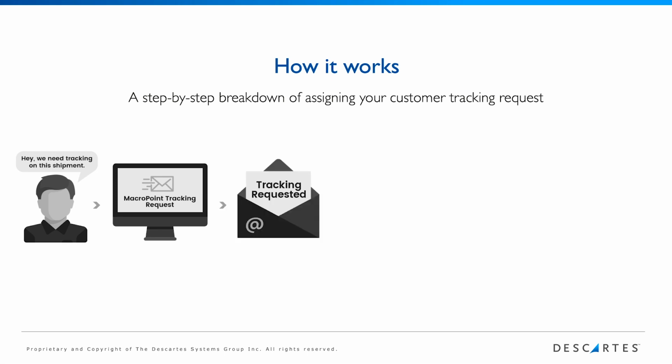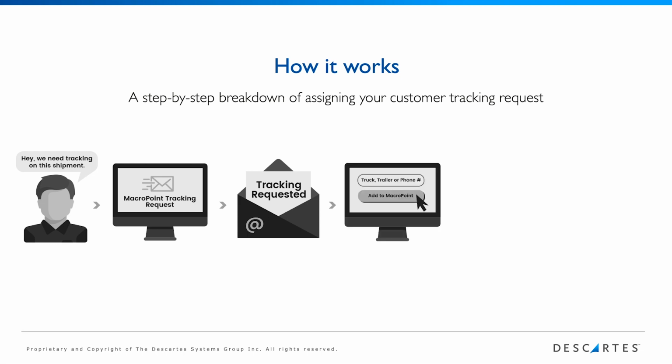Step 3. An email notification will be sent immediately from Descartes MacroPoint, alerting you that tracking needs to be set up on the Descartes MacroPoint portal. Step 4. Depending on which method of connection you chose, whether it's ELD, GPS, or cell phone, you will need to enter a truck or trailer number or a driver's cell phone number on the Descartes MacroPoint portal for that particular shipment.